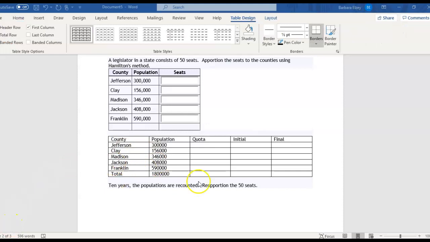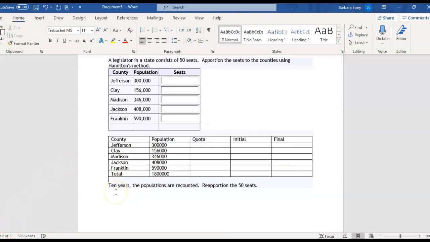Right, so again, I've created a table here, and I'll put the divisor beneath the table. So I've added up my population, which is 1,800,000. And we want to divide that by the 50 seats that we're going to apportion. And that comes to a divisor of 36,000.